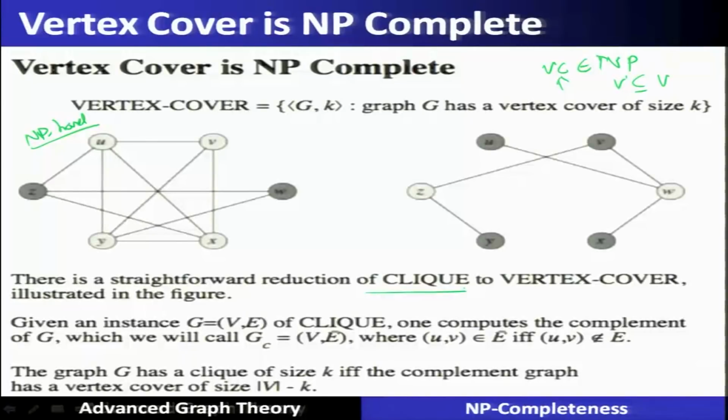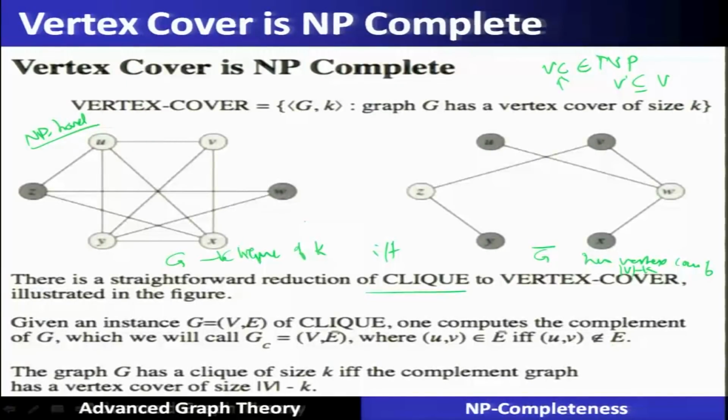Given an instance G(V, E) of clique, one computes the complement of the graph G. If this G is given, we compute the complement of that graph, which we call G complement. So the graph G has a clique of size k if and only if the complement has a vertex cover of size V minus k.